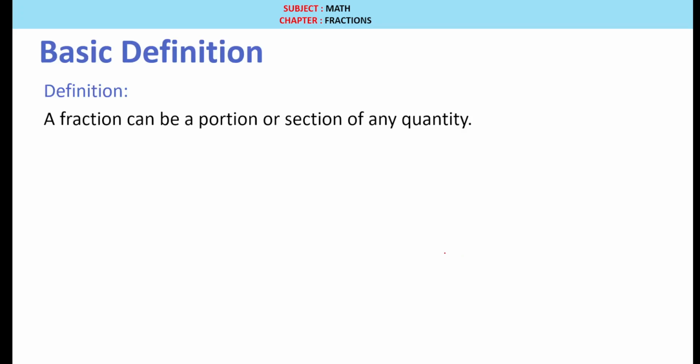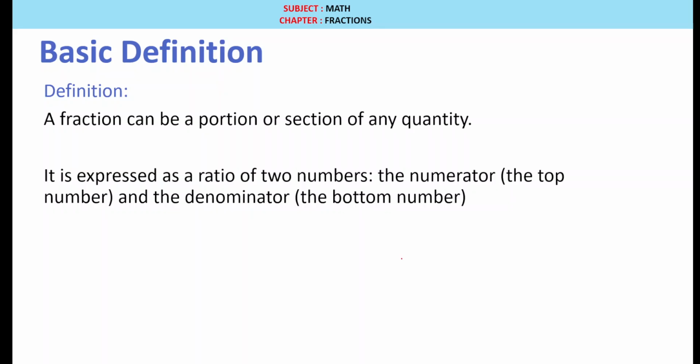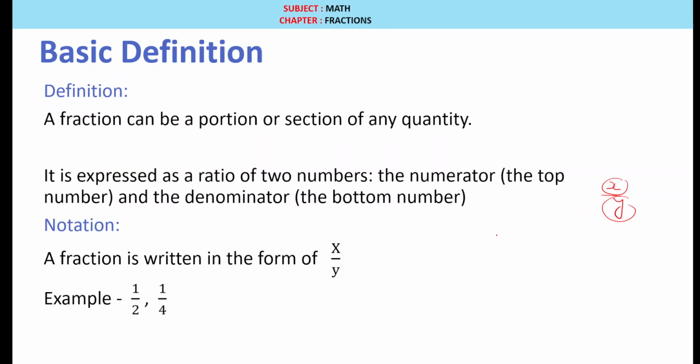Let us see the basic definition. A fraction can be a portion or section of any quantity. It is expressed as a ratio of two numbers, the numerator and the denominator. For example, if we say the fraction is x by y, then x is called the numerator and y is called the denominator. Notation: a fraction is written in the form x by y. An example of a fraction is 1 by 2. Second example, 1 by 4.